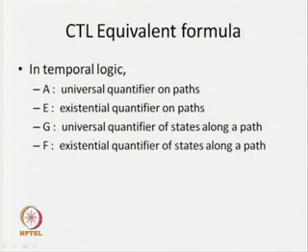What G says is that this is the universal quantifier of states along a path. Basically, we said that G, globally, is true in all states in a path, and F, we said, gets us states in the future where some CTL formula is true. So in that case we can say that F can be treated as our existential quantifier of states along a path, and G is the universal quantifier of states along a path.